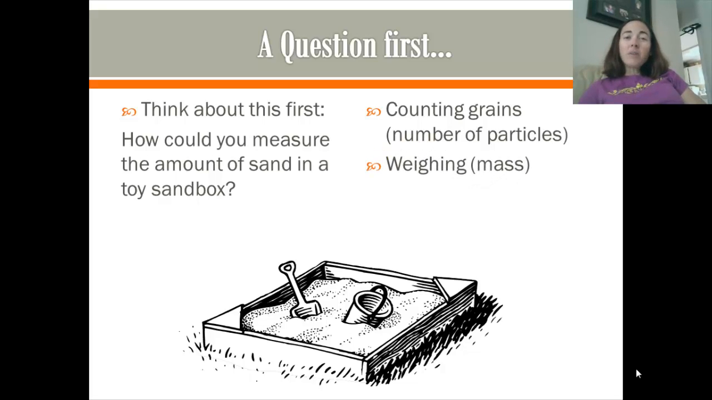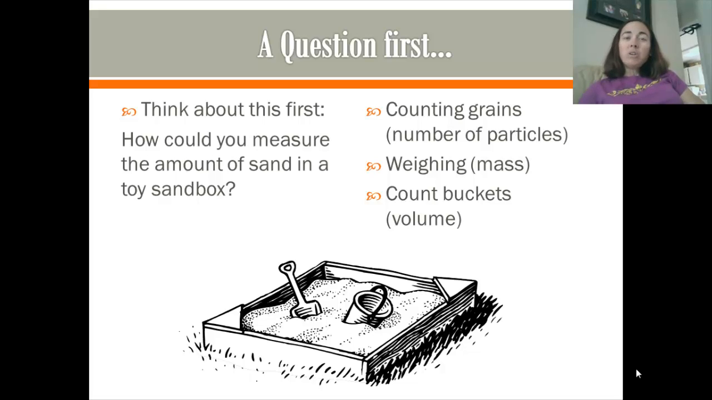Another option would be to weigh it. You could figure out how many grams or kilograms of sand were in there if you had a balance or a scale to use. A third option would be to take that bucket in the sandbox and figure out the volume of the sandbox. You could count how many bucketfuls of sand you got out of it. Really, all three of these are possibilities.